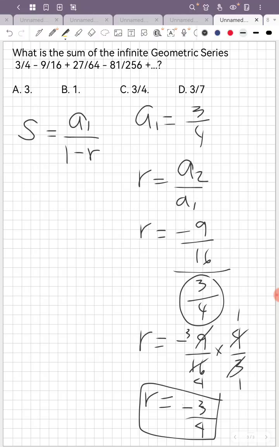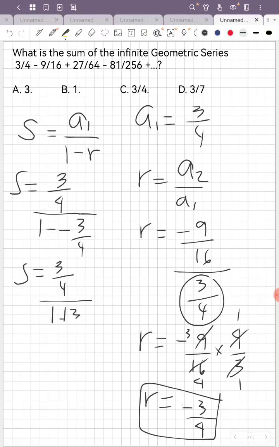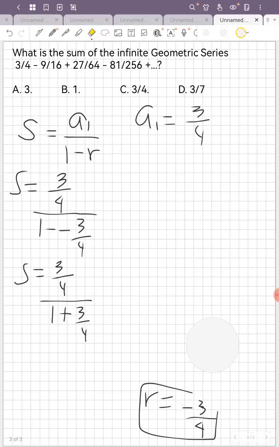So now we can be able to solve for the sum to infinity. So S is equal to A sub 1, 3 over 4, over 1 minus negative 3 over 4, because R is negative 3 over 4. Then negative times negative is equal to positive. So it becomes 3 over 4 over 1 plus 3 over 4. Okay, I'll just erase this one. Then we have to solve this one first.